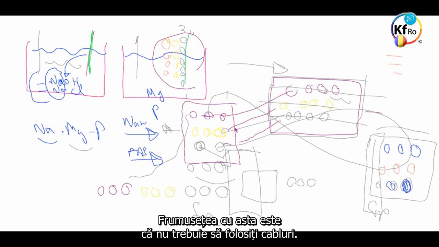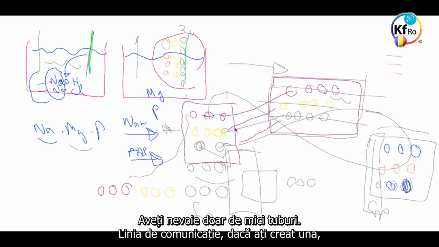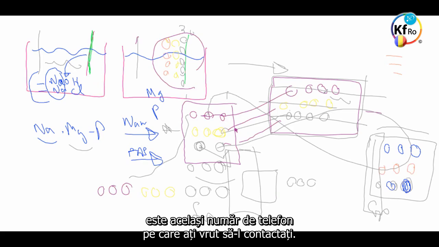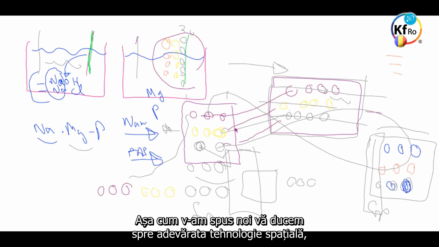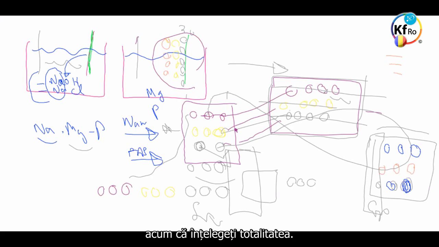The beauty with this is, you don't need to put cables across. You only need a small tube. The link of communication, if you made a matching one, it's the same telephone number which gets contacted. Everything, now that we understand more of, has changed. As I said to you, we take you in the true space technology, now that you understand the totality.